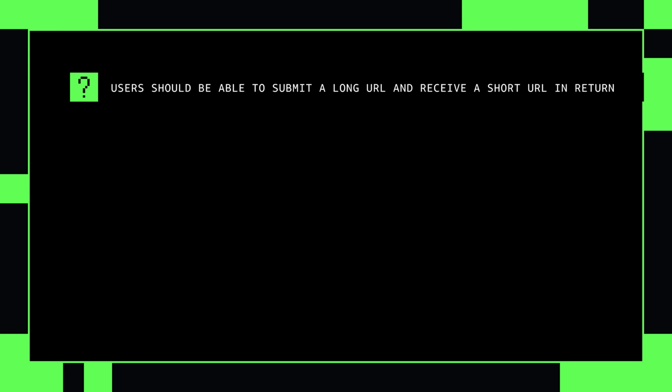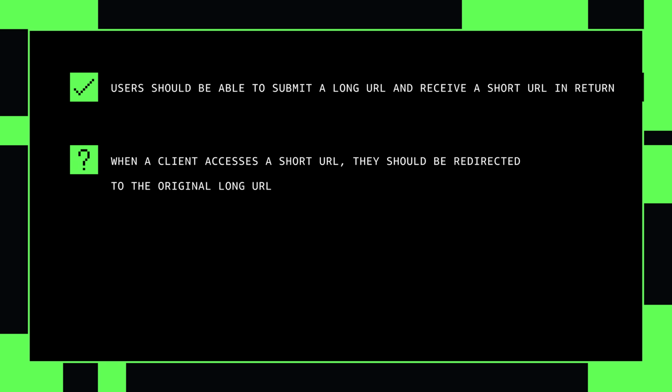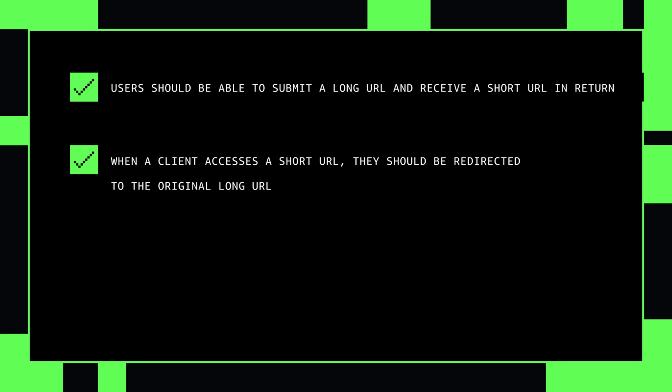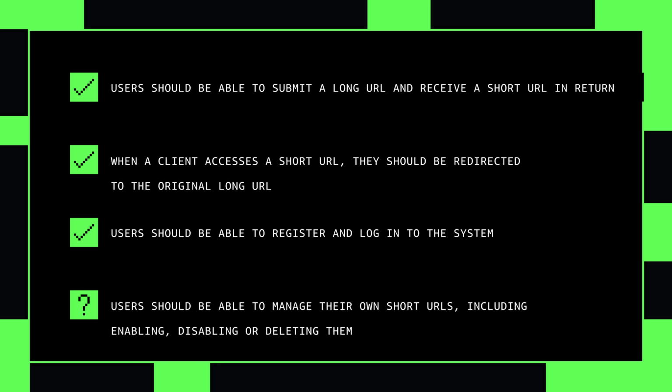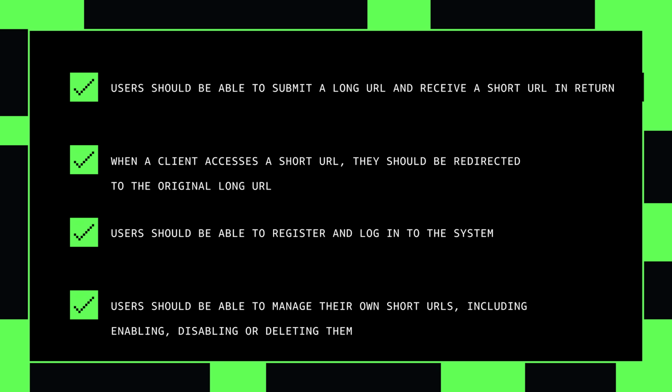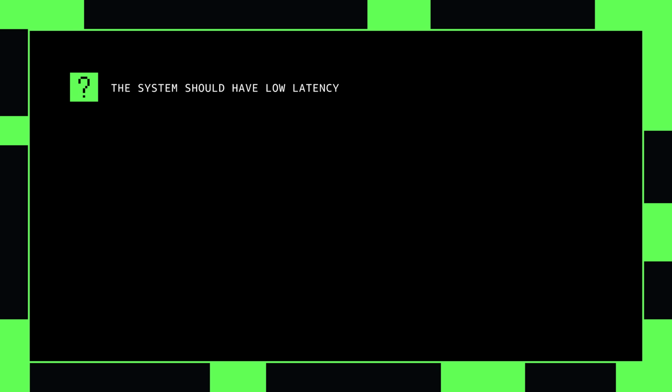So let's do it. Functional requirements. Users should be able to submit a long URL and receive a short URL in return. Check. When a client accesses a short URL, they should be redirected to the original long URL. Check. Users should be able to register and log in to the system. Check. And users should be able to manage their own short URLs, including enabling, disabling, or deleting them. Check. And for non-functional requirements, the system should have a low latency. Check. We consider this in our architecture choices.